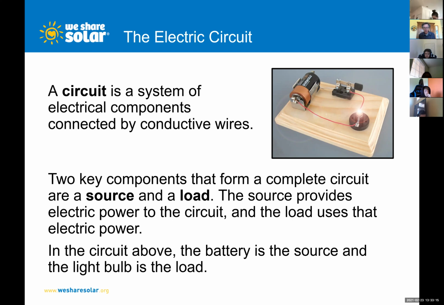This one, I like it a little better. You've got a battery, and it connects with one wire to one side of the light bulb, and then the other side of the light bulb goes to a switch. That's what that little weird thing is over there. And then from the switch, it goes to the other side of the battery.